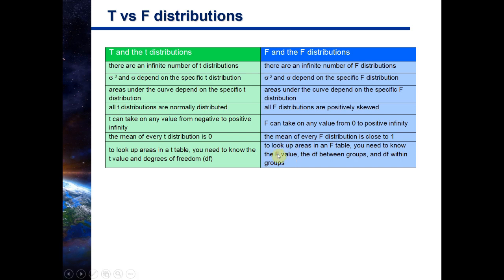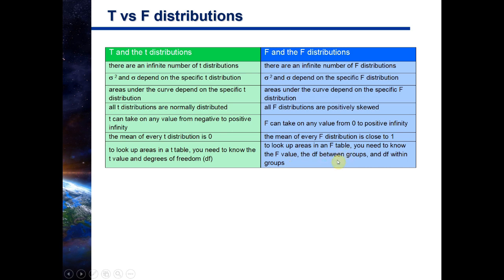This would be your test statistic value. You're also going to need to know 2 numbers for degrees of freedom, because one of them is for between groups and the other is for within groups. Now, this is something that you haven't learned yet.